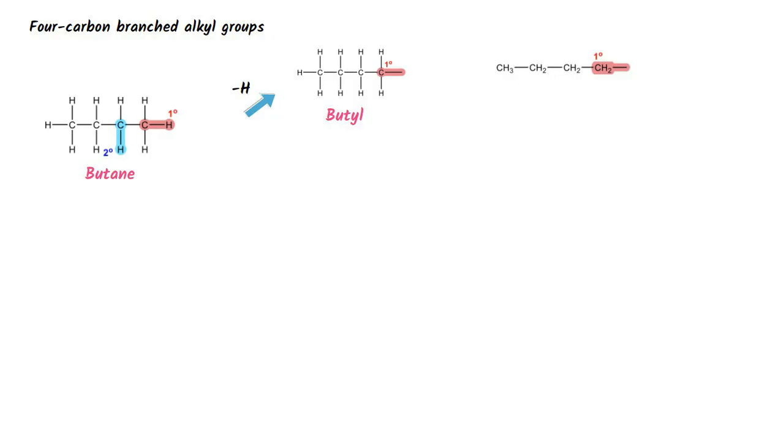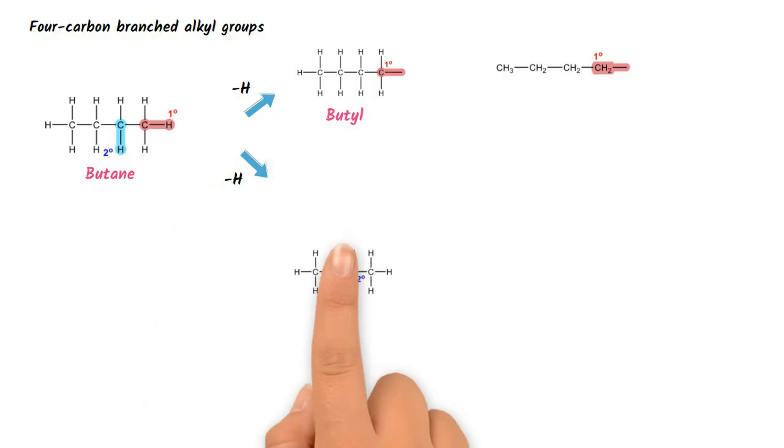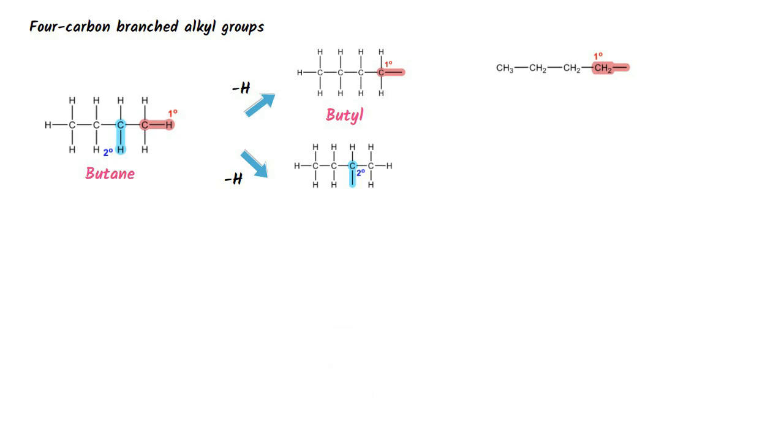If we remove the secondary hydrogen and attach this group as a branch through this bond to the parent chain, we call this a secondary butyl group. Secondary is abbreviated as sec. It can be simply shown like this.